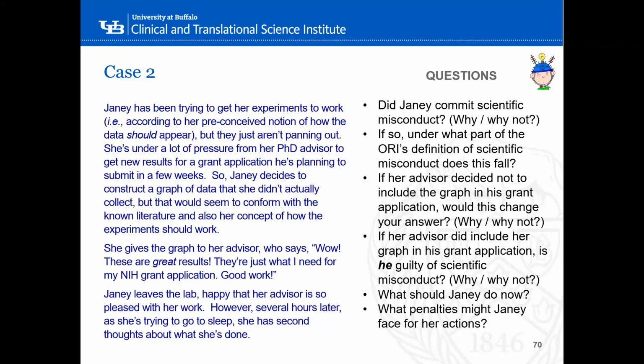Let's hear other people who want to weigh in on this. How do others feel about this?